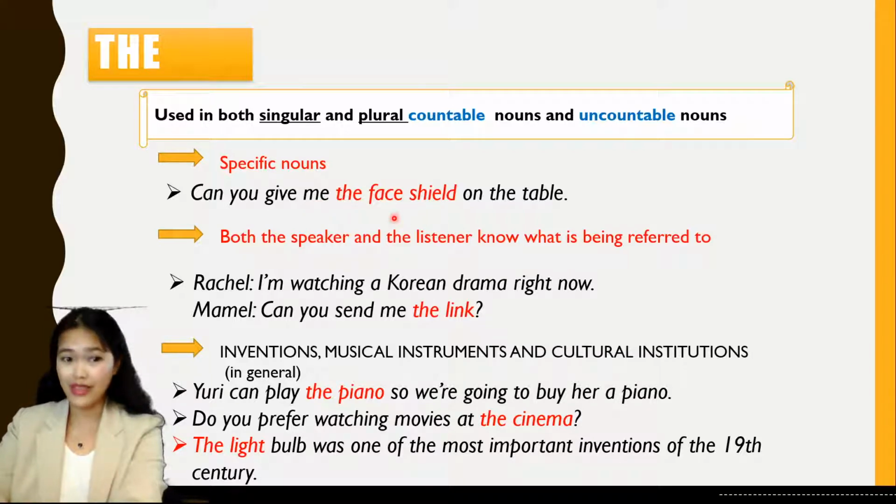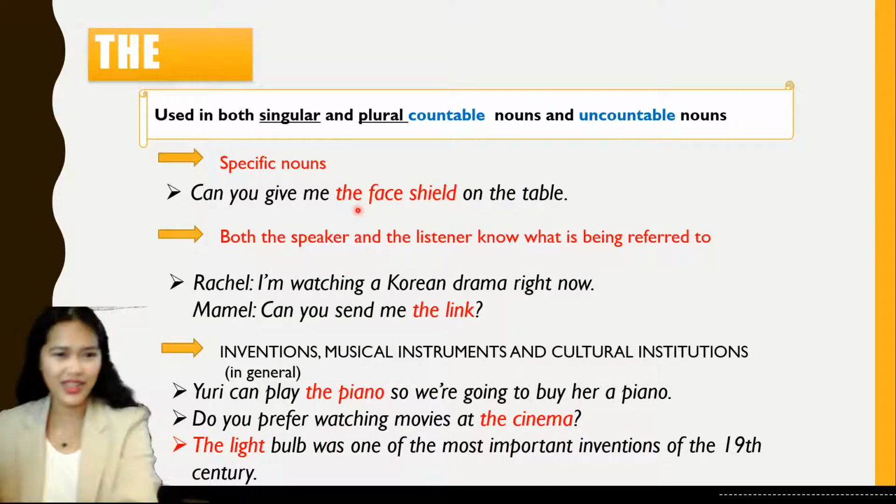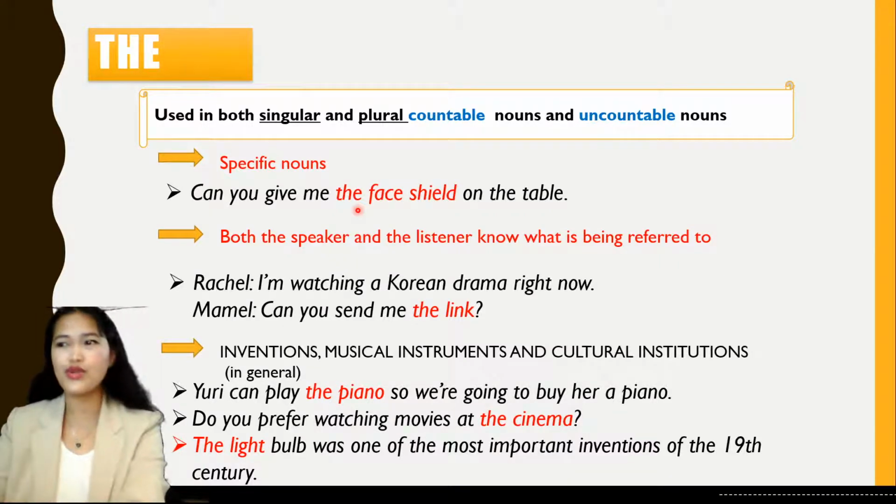But if there are many face shields on the table, then you would say, can you give me the face shields? Well, you can need more. Or you will have to be specific again, have to specify again. Can you give me the face shield on the table? The new one. The new one. So it's more specific. Both the speaker and the listener use the, both the speaker and the listener know.